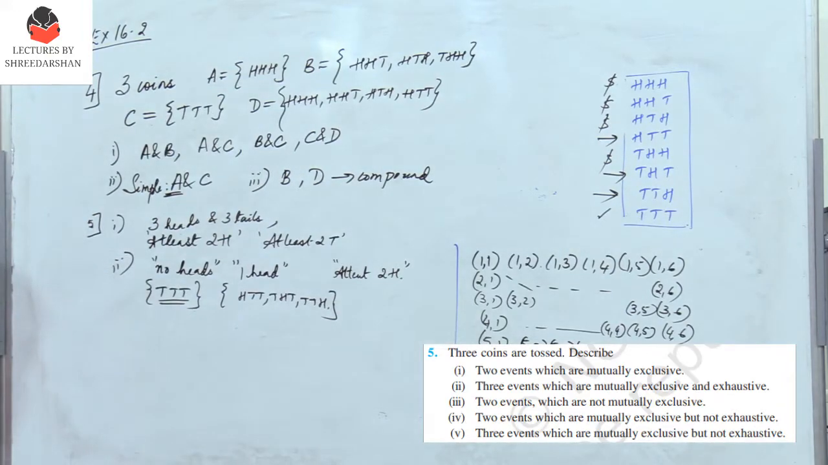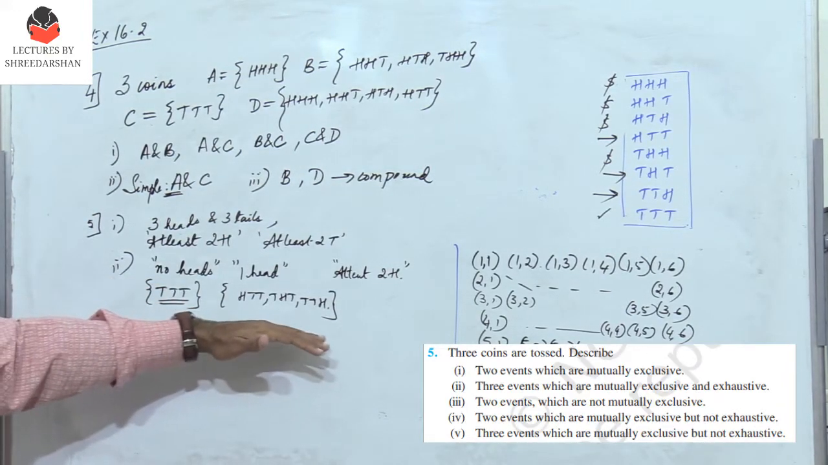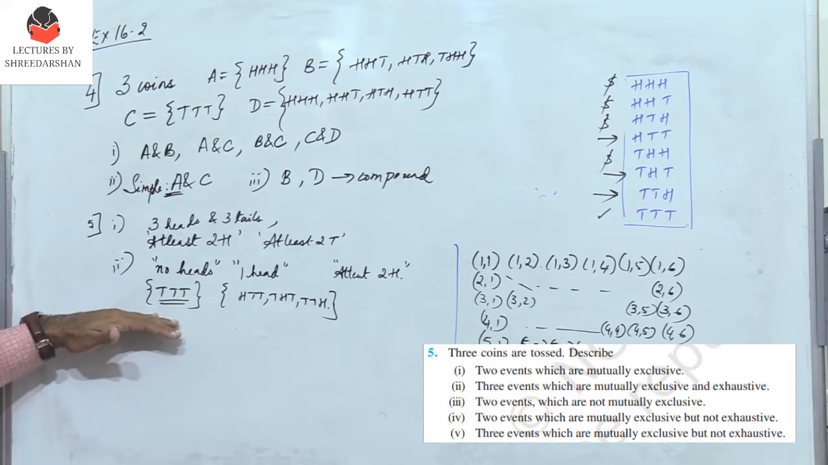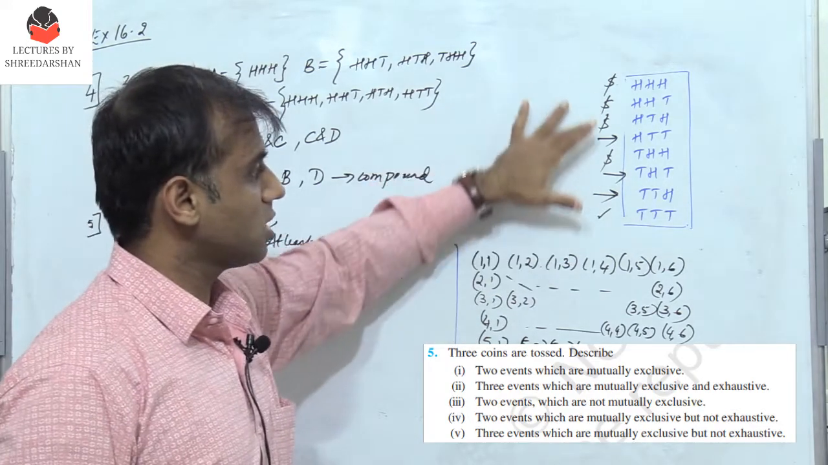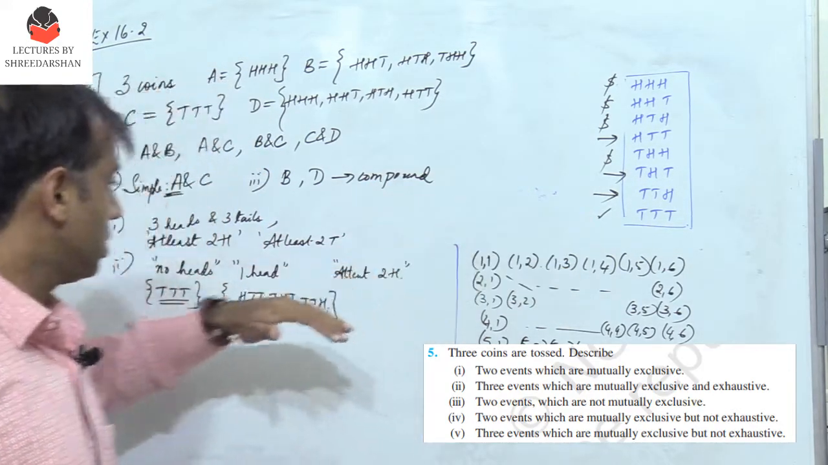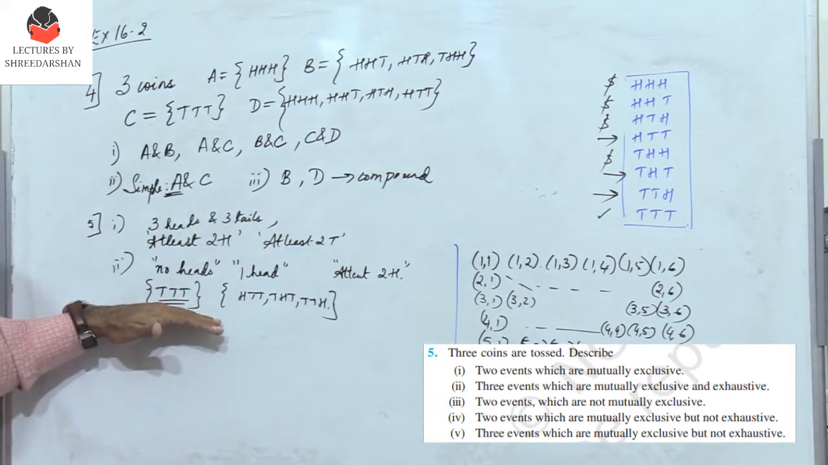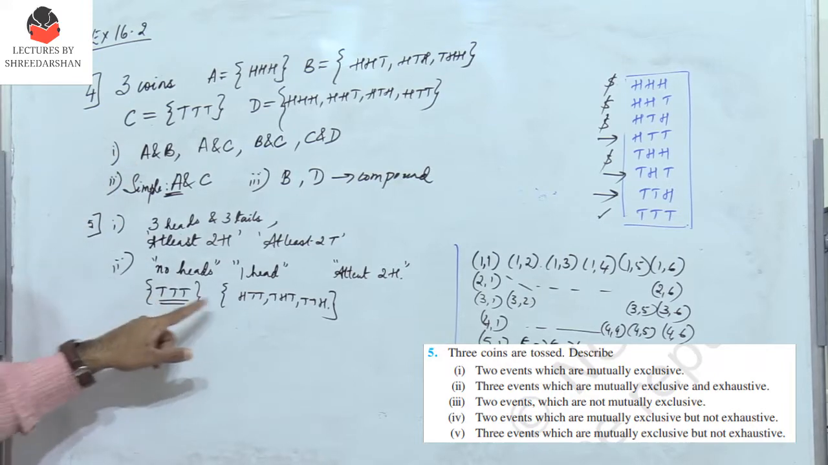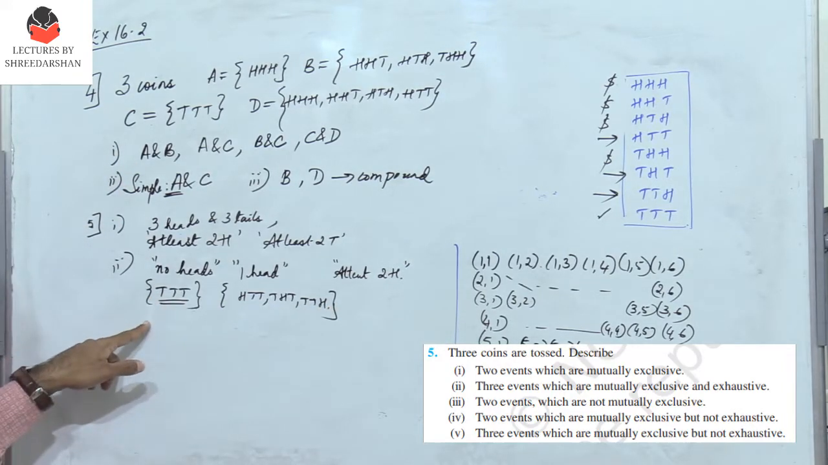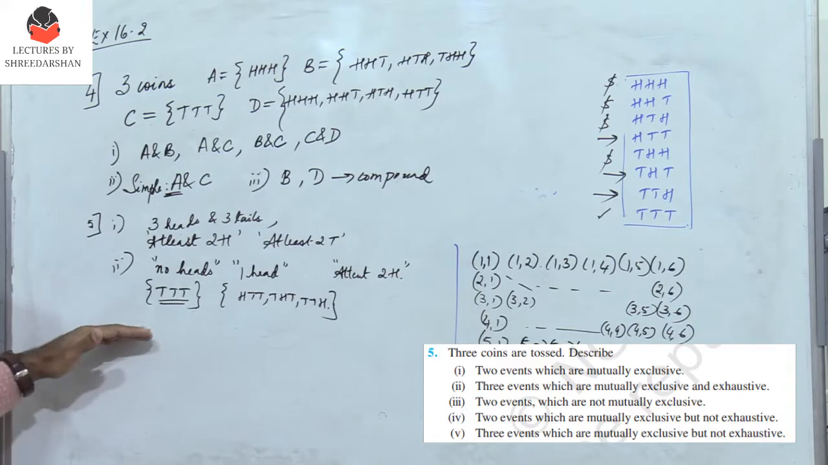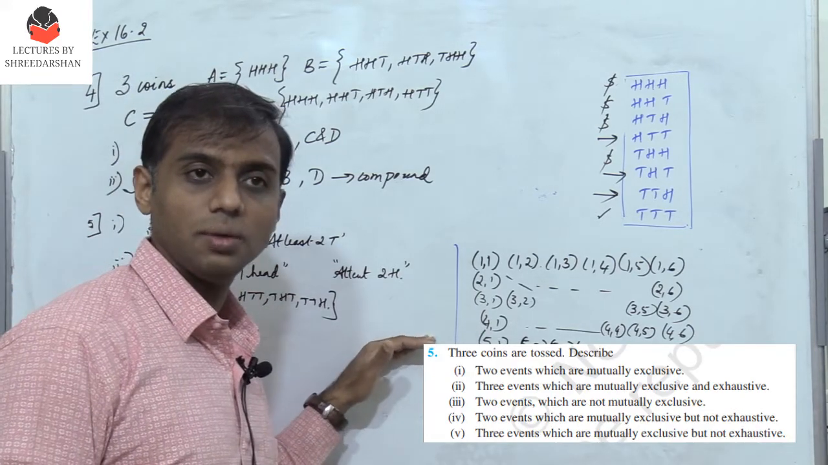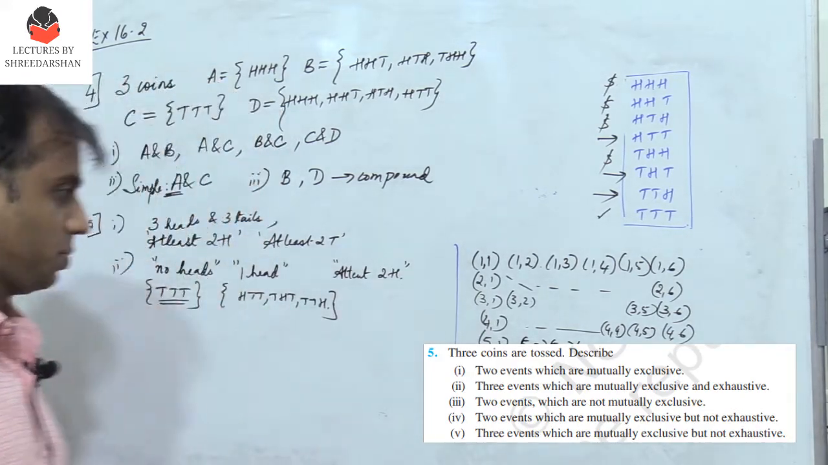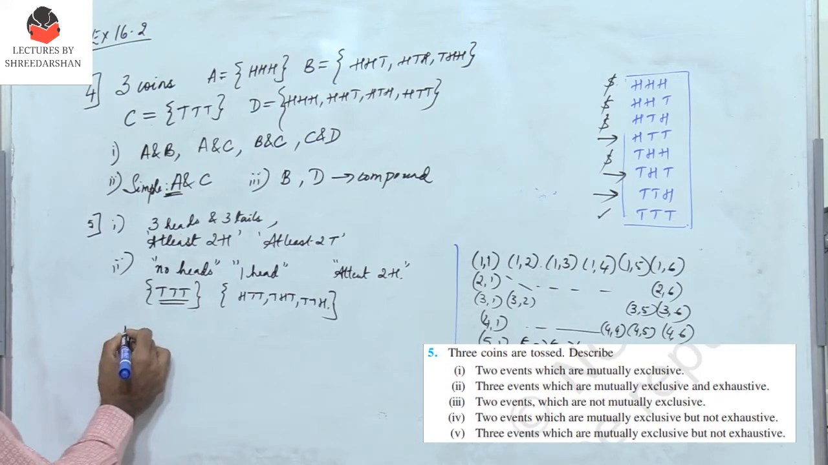Alright. So now if I take the union of all these 3 events, what do I get? I get the sample space because I've covered all the 8. So this is an example where I have 3 events which are mutually exclusive. Remember, there is nothing common, but they are exhaustive also, because if I take the union of all the 3, I get the sample space. So this is an example.